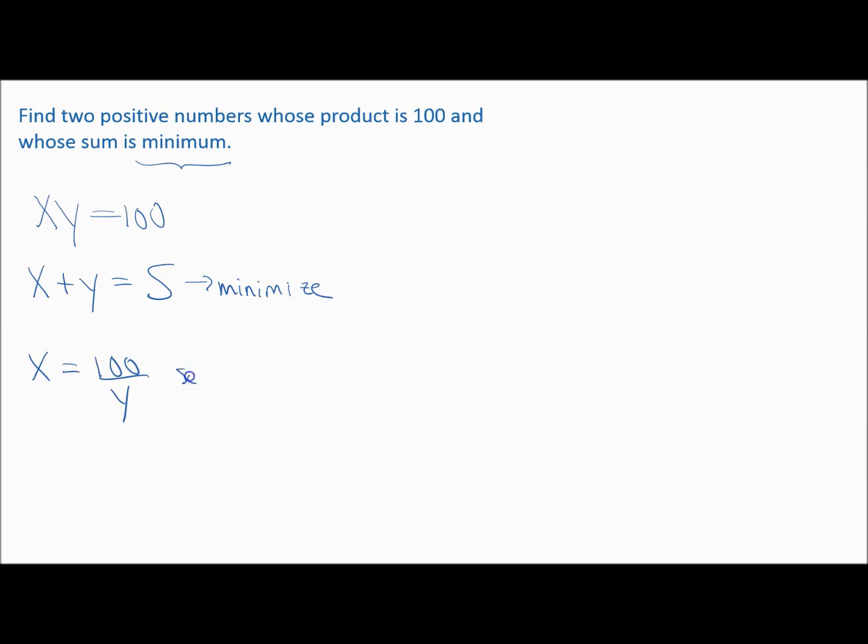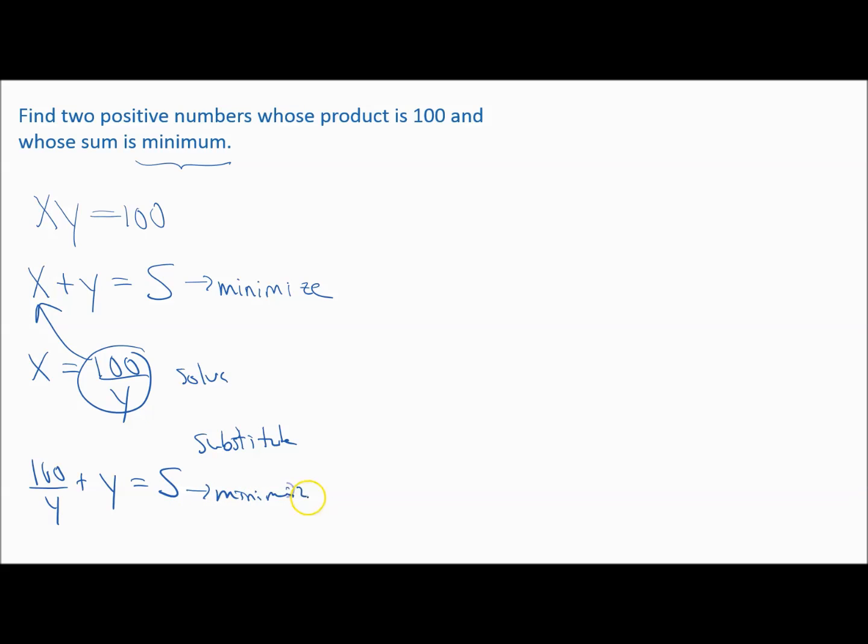So that's the solve step. The next step is the substitute step. So I'm going to take that 100 over y and plug it in for my x value. So I have 100 over y plus y is equal to S. You remember, this is the guy I'm supposed to minimize.